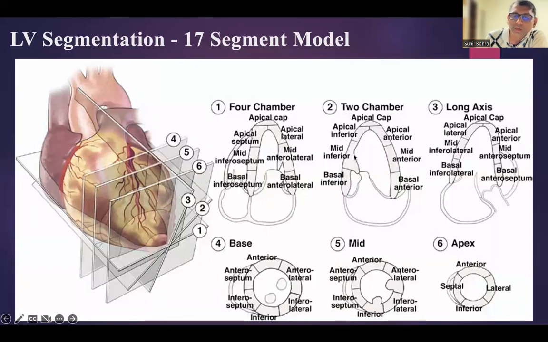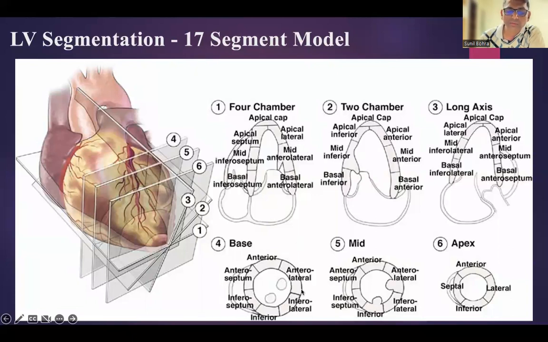In 2-chamber, we have the inferior wall and then the anterior wall, which is again divided into basal, mid, and the anterior apical. In the long axis or the 3-chamber view, we have the basal inferolateral, the mid inferolateral, and the apical lateral wall, and the basal anteroseptum, mid anteroseptum, and the apical anterior. So here you should be aware that the apical segments are 4 in number, and we can see the same segment, the apical anterior segment, in the two-chamber view and then the long axis view.